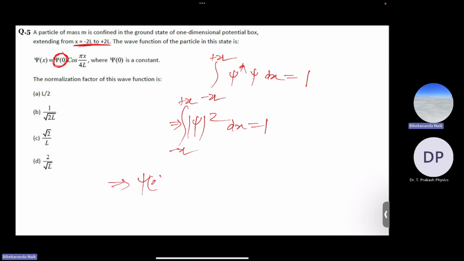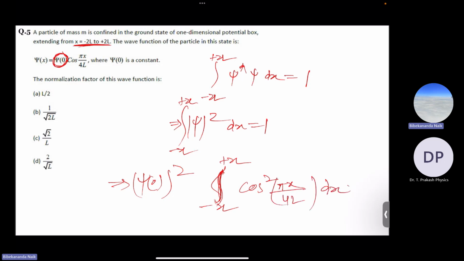Then suppose psi 0 comes outside. So psi 0 square into the integration from minus 2L to plus 2L of cos square pi x by 4L dx equals 1. What is the formula for cos square x?